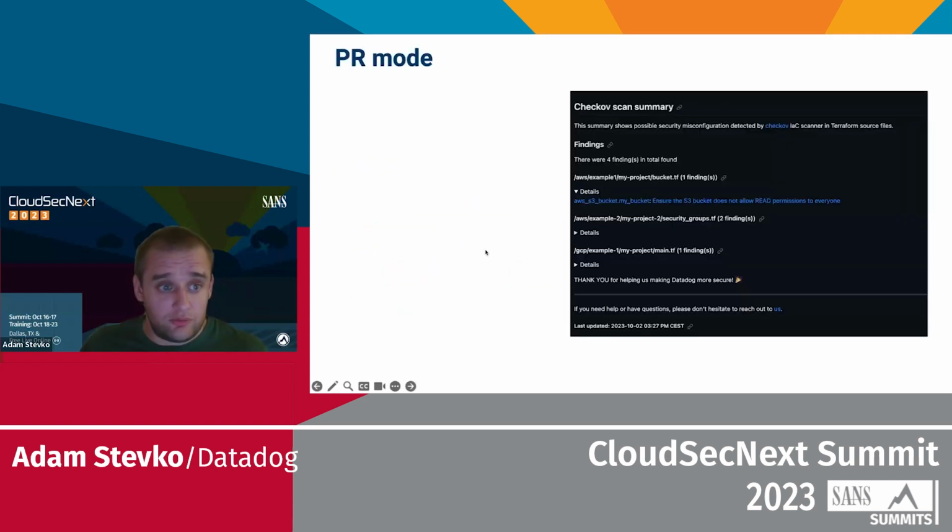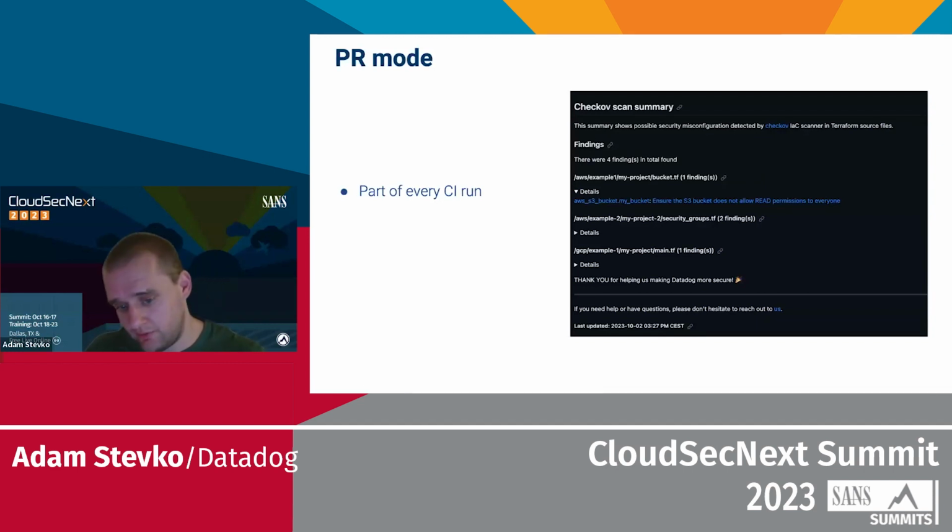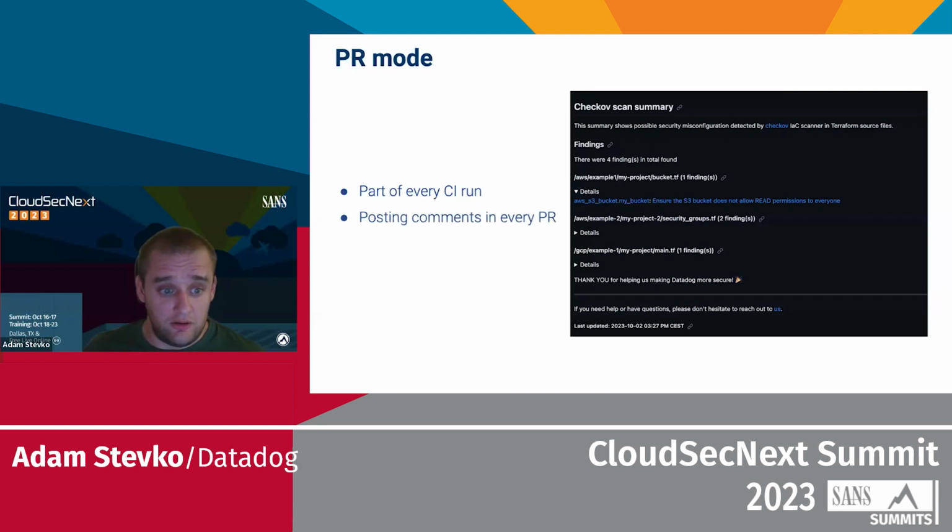The pull request mode is the one that is executed as a part of every continuous integration run. So basically, every time a developer creates a Terraform code change, the PR mode of Checkov would actually be activated. The main point of this mode is to catch misconfigurations early and post comments in every pull request.